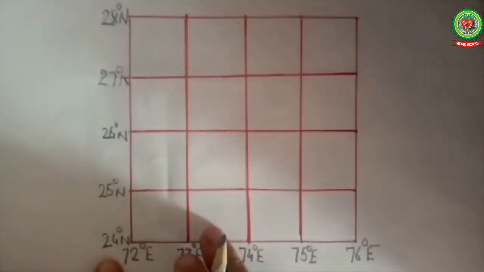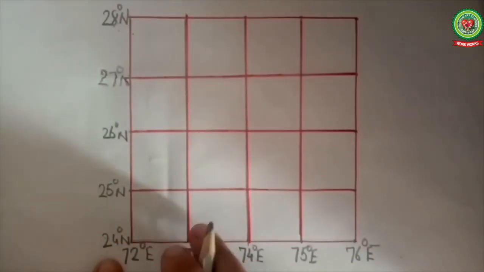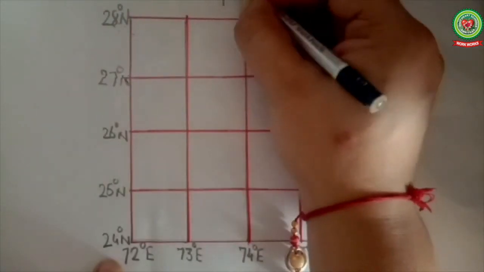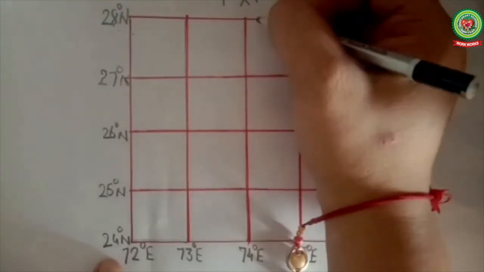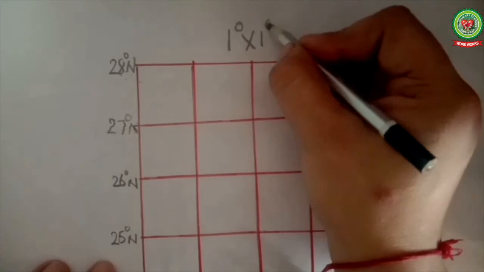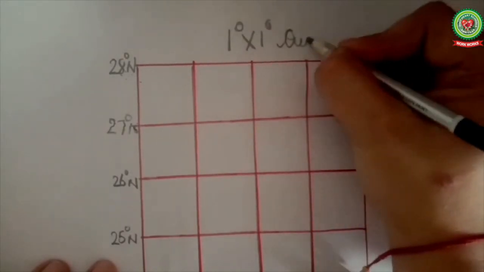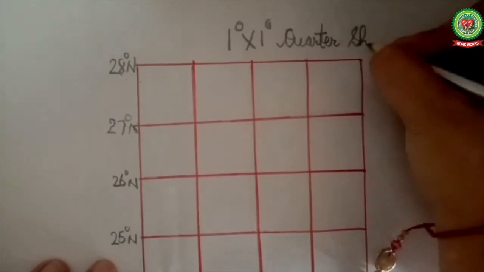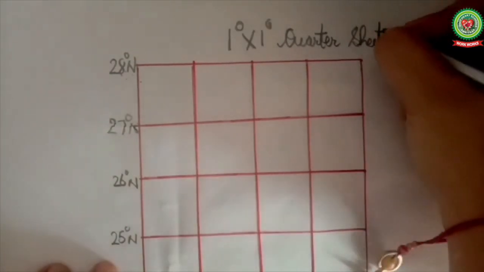So in this way we have divided Rajasthan into a reduced scale of 1 by 1 degree sheet, which is called a quarter sheet.